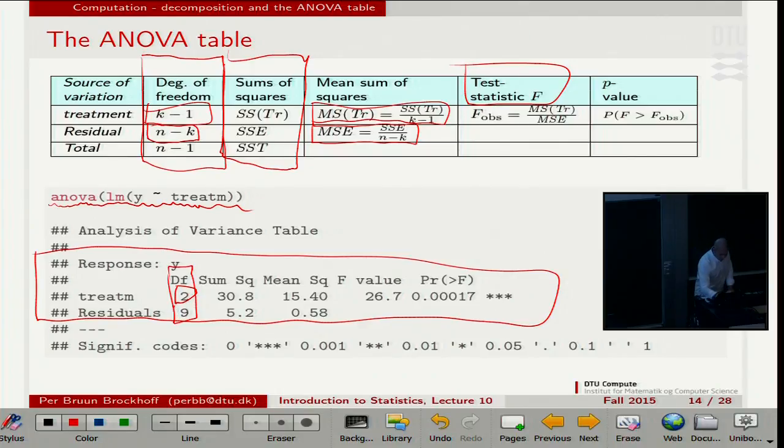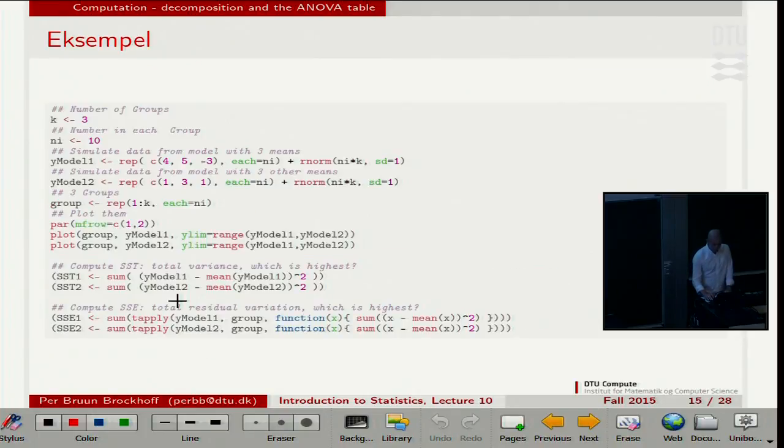So that's n minus k, 12 observations minus 3 groups, that gives us 9. So that's the way to compute the average within group variance, by dividing the sum of squares for residuals by 9. Here's a little toy example, which is, I know, very difficult to read, but let's just spend a couple of minutes and then jump into R and see what the result is.